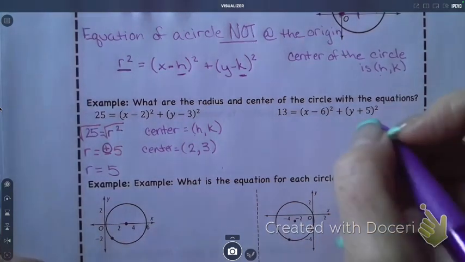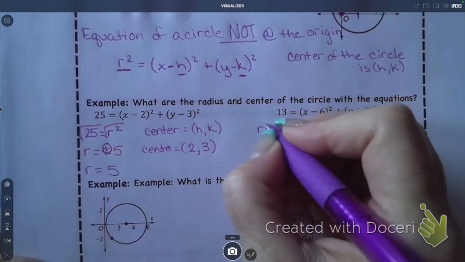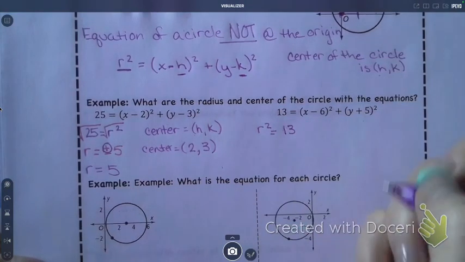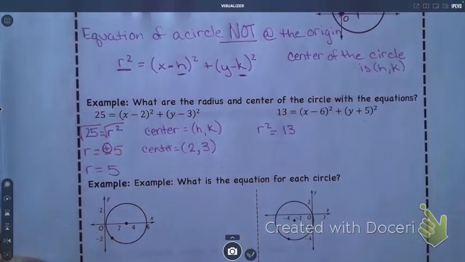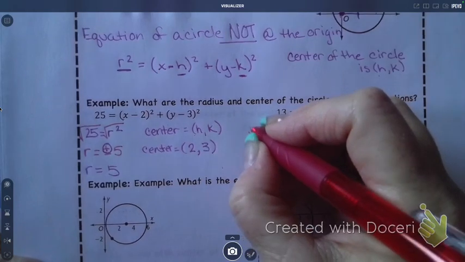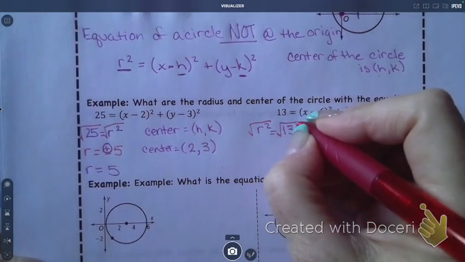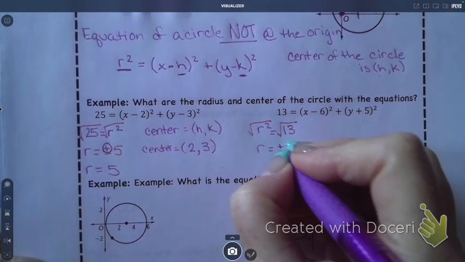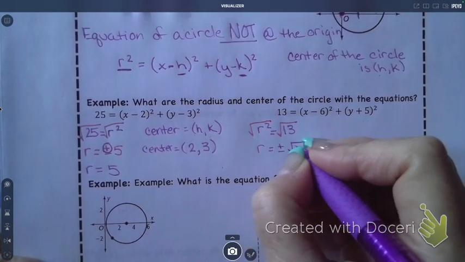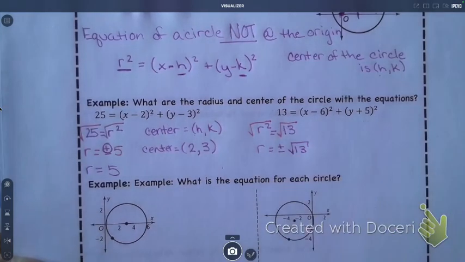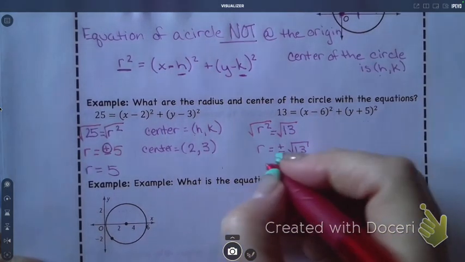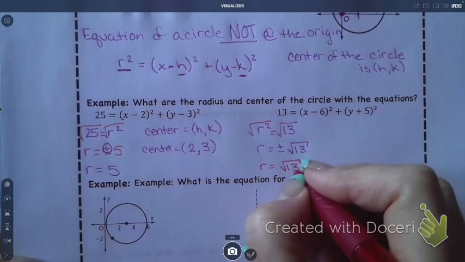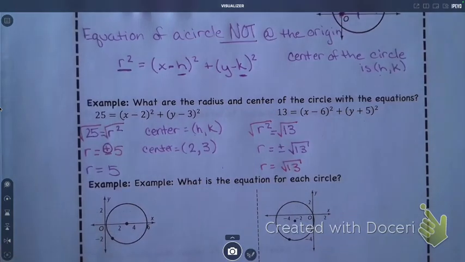Okay. So R squared equals what? 13. So I have to take the square root. So R equals plus or minus the square root of 13. Can I simplify the square root of 13? Nope. So R equals the square root of 13. Because will it ever be negative for a radius? No. Nope.